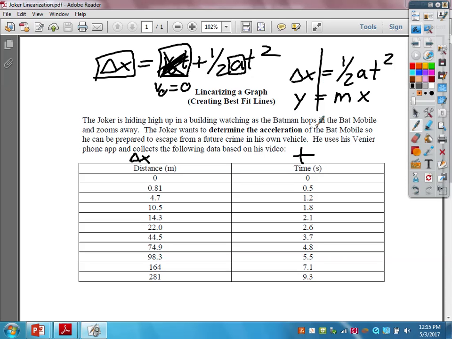If you line it up, you can see delta x should go on the y-axis, and t squared should go on the x-axis. Don't worry about the 1/2 a yet. We'll explain how that becomes the slope. So if I go ahead and graph this data, this is probably going to take me a couple minutes because I'm going to go through each data point, just like you would.